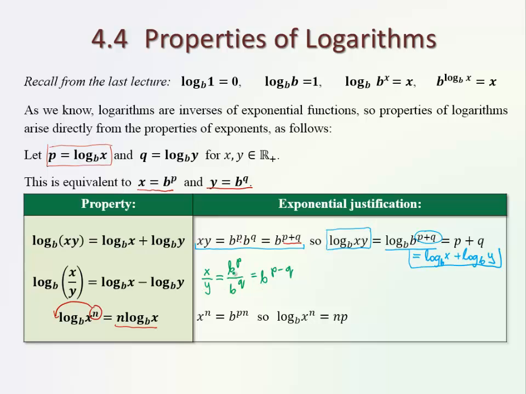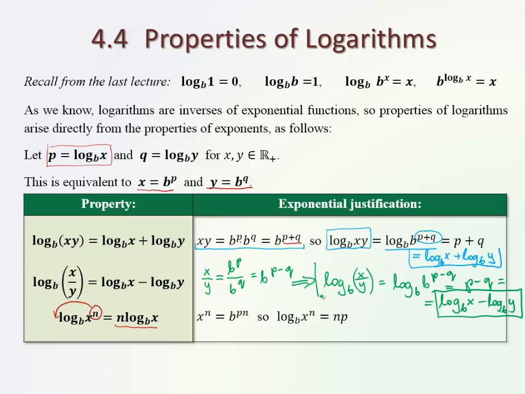Now let's apply log on both sides of the equation. So we end up with log b from x over y equals log b from b to the p minus q. But that means the same as p minus q. And we know that p is log b from x, and we subtract log b from y. So yes, indeed, we have this property.